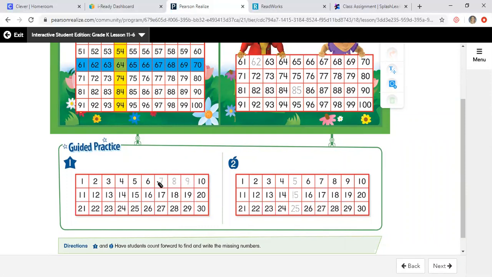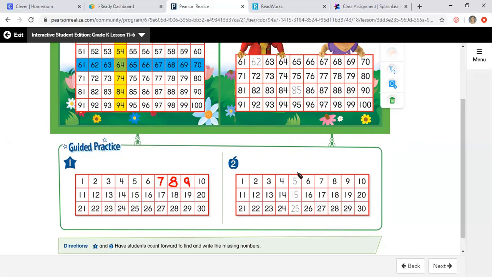So these 3 right here are missing, so let's count from the number 1 and see what numbers we get, okay? So say it out loud with me. 1, 2, 3, 4, 5, 6, 7, 8, 9, 10, 11, and we can actually stop there because we already filled it in. So 7, 8, 9. That's the numbers that we're missing.